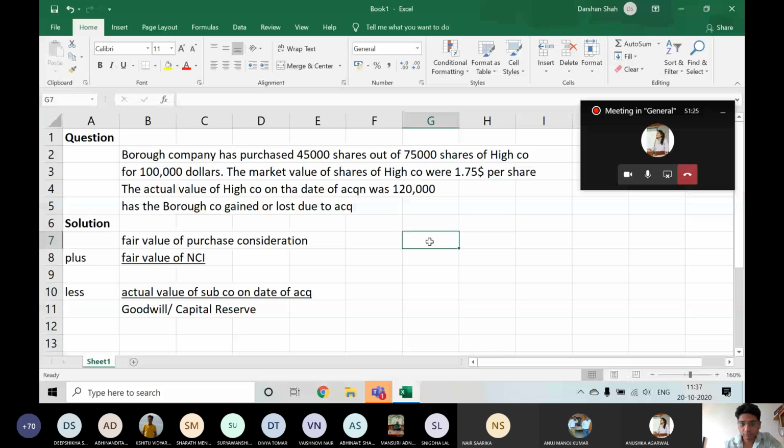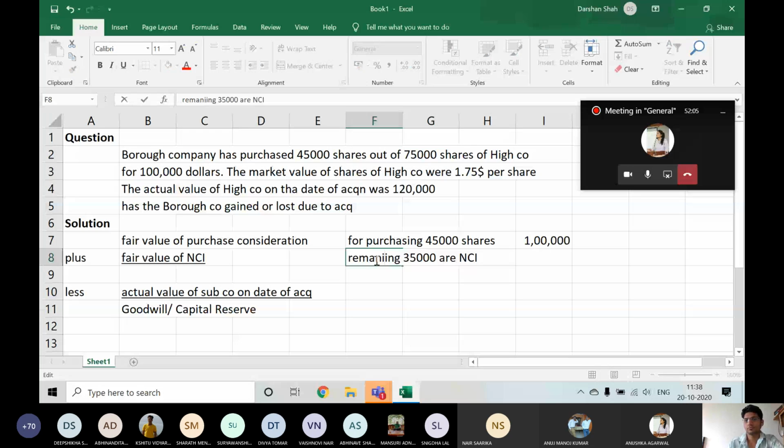Correct. But we have only considered 45,000 out of 75,000 shares. So the remaining shares are NCI, non-controlling interest. What is the value of that remaining block of shares? We have to take fair value. Fair value means market value. And what is the market value of the company?